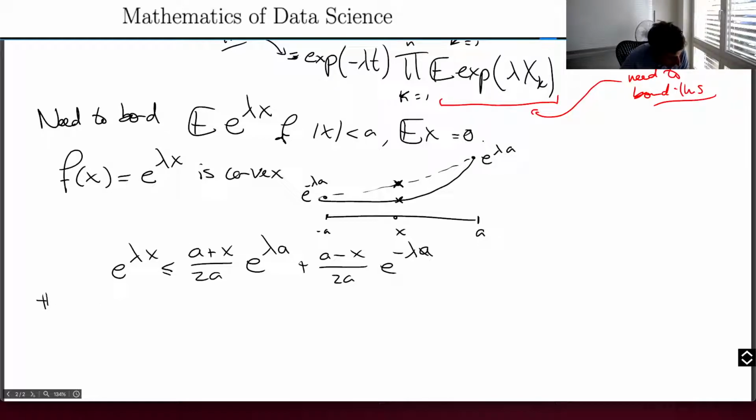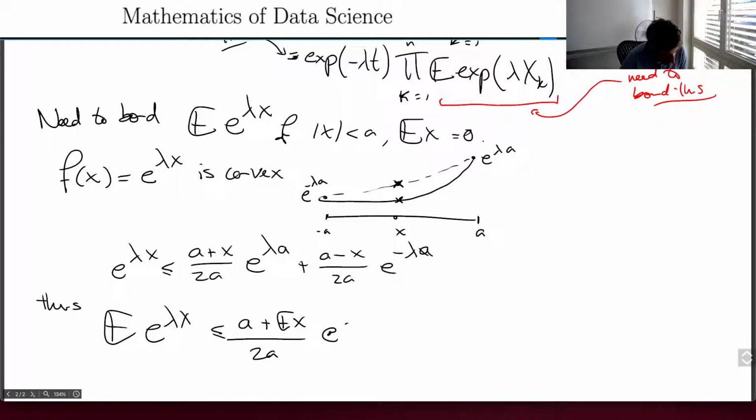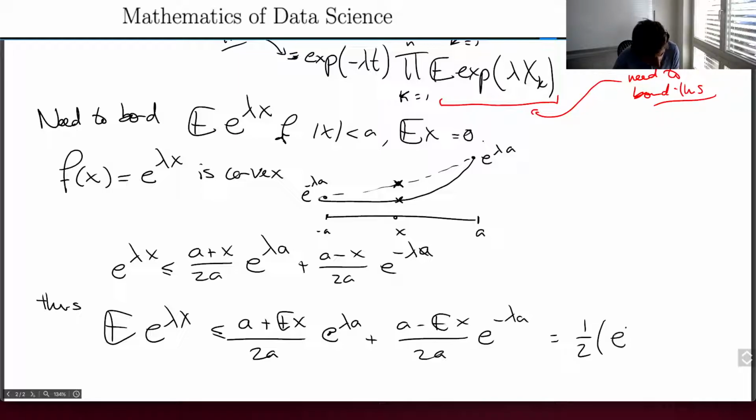But what does this mean? The expected value of e to the lambda x is smaller or equal than the expected value of this. But the expected value of x is 0, so these terms go away. So the only thing that survives is the expected value of (a plus x) over 2a times e to the lambda a plus (a minus x) over 2a times e to the minus lambda a. But the expected value of x is 0, so I just get 1/2 (e to the lambda a plus e to the minus lambda a). This has a name. This is the hyperbolic cosine of lambda a.